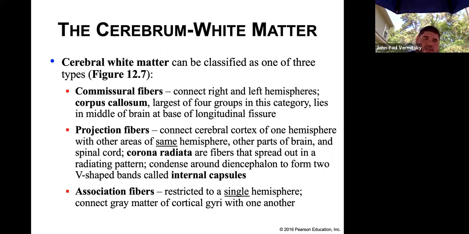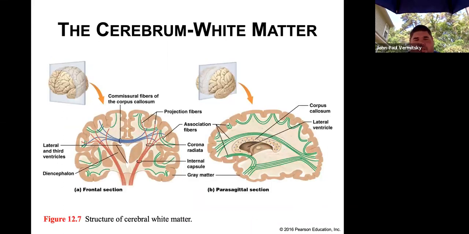The third type of white matter is association fibers. These are restricted to a single hemisphere. They connect gray matter of the cortical gyri with one another. So essentially, association fibers are communication within the same part of the brain, say right hemisphere with right hemisphere. Projection fibers go, say, from the cortex down to another part of the brain. And finally, your commissural fibers connect right versus left hemispheres.